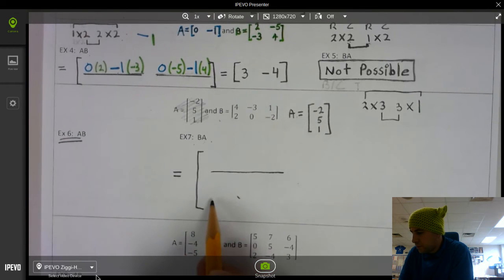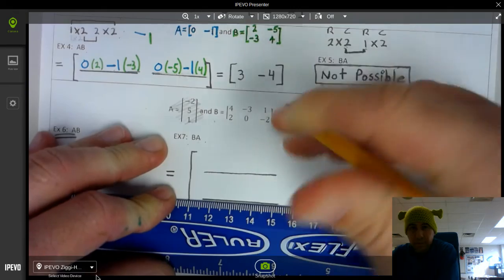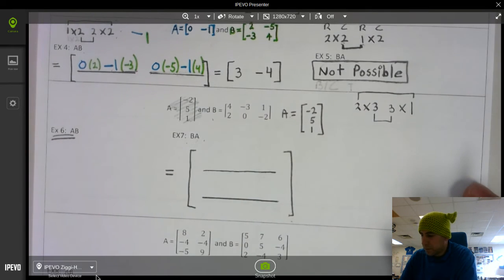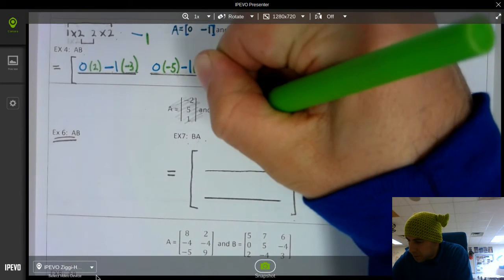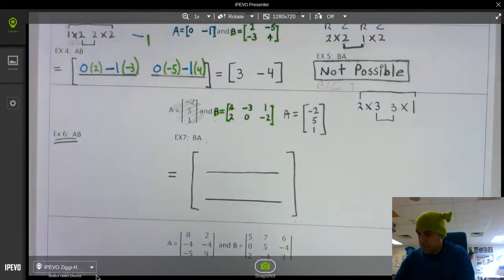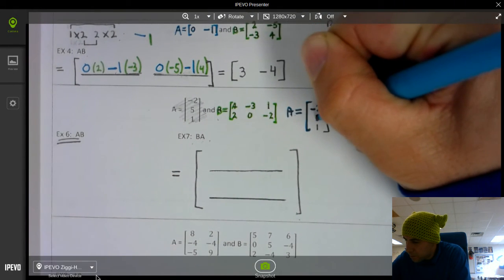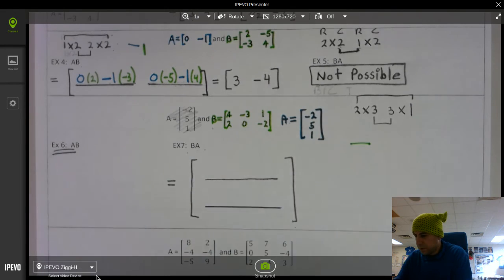So we're going to have 2 rows and 1 column. All right. And again, color coding is going to be helpful, so let's stay consistent. B's been green all day. Let's keep it green. So we multiply the row by the column.